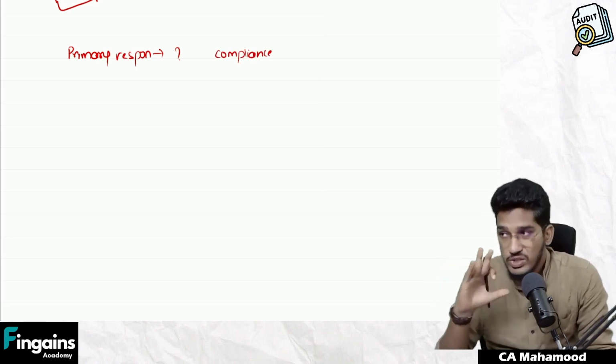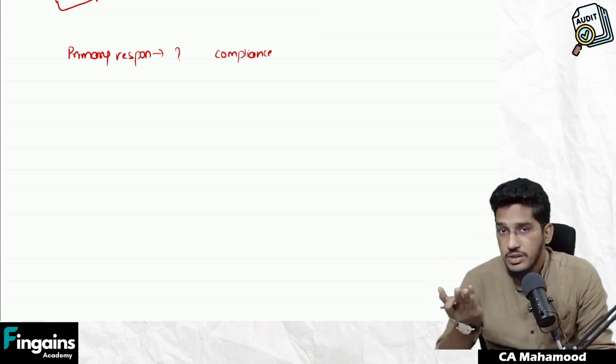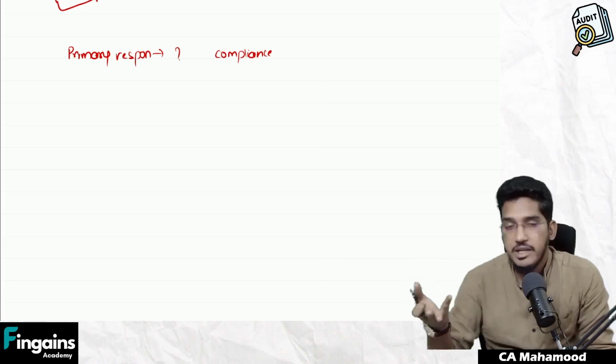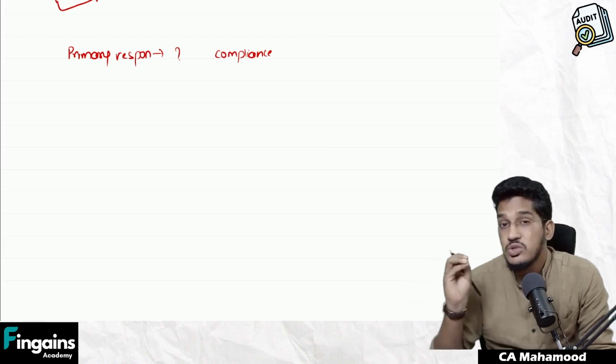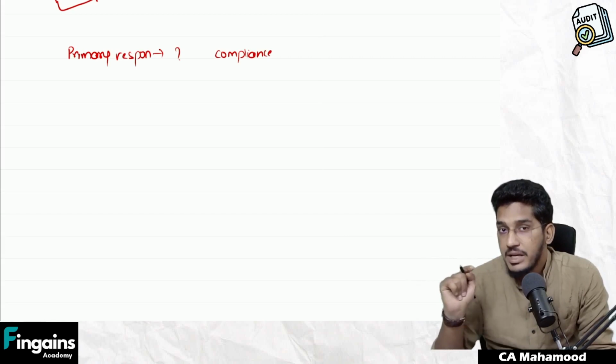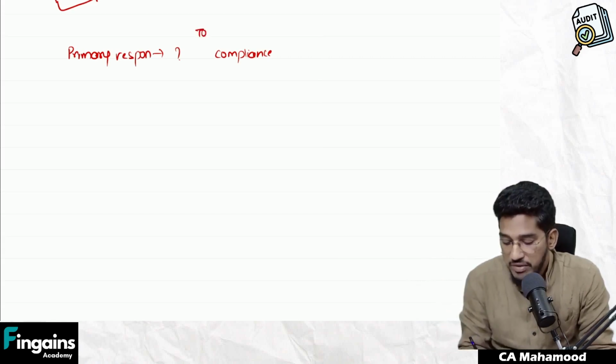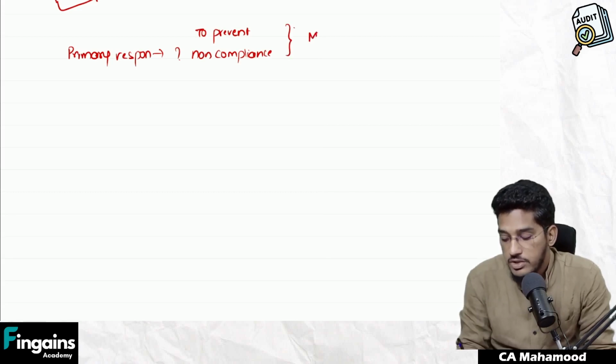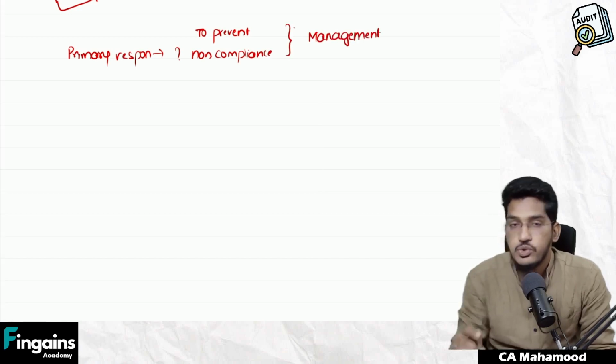Who is primarily responsible to make sure that no laws are violated, that each and every law and regulation has been complied with while running the business? Whose primary responsibility is it? Auditor or management? The primary responsibility to prevent non-compliances, to stop non-compliances from happening, is with auditor or management? Management only. See, you are not appointing the auditor exclusively to stop the non-compliance.